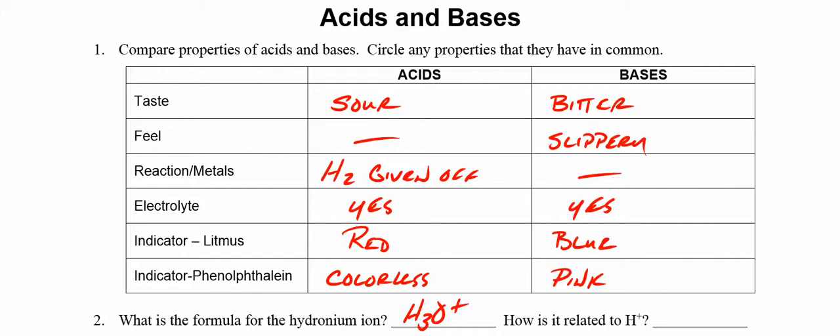But bases feel slippery. Acids give off hydrogen gas, bases don't. Both are electrolytes, and acids turn blue litmus paper red, bases turn red litmus paper blue. The indicator, phenolphthalein, is colorless in an acid, but in a base turns pink. All right? So let's move on.